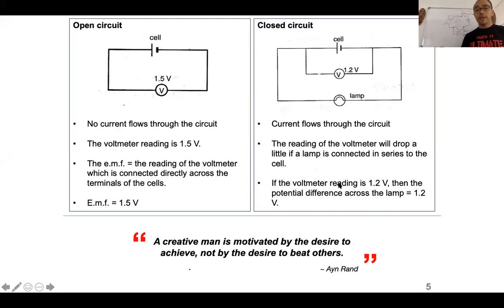So if the reading is 1.2 volts, as I said just now, originally the battery reading is 1.5. Then when you close the circuit, the same battery reading becomes 1.2 volts. And we find that this 1.2 volts, if I put another voltmeter over here, I hope you can see the cursor that I'm showing. If I put another voltmeter here, sorry. I'm gonna draw this. If I put another voltmeter here, oh, please forgive my ugly drawing.